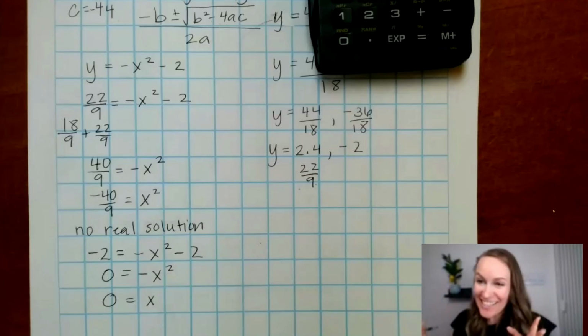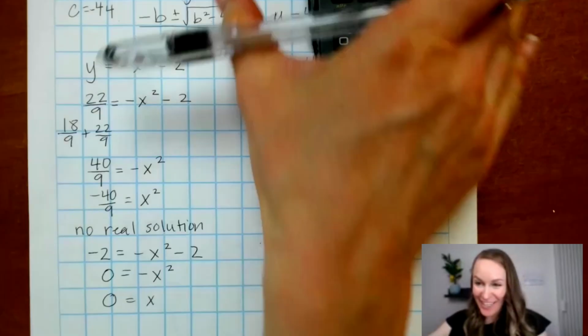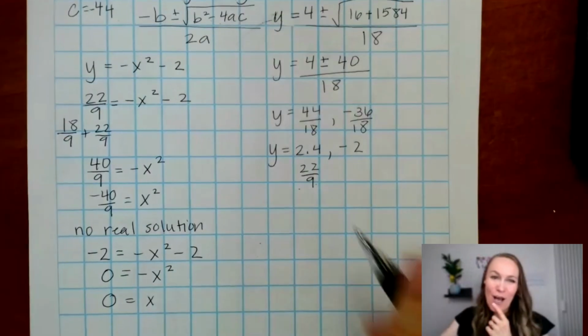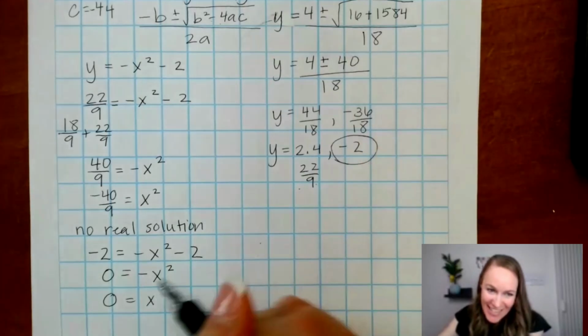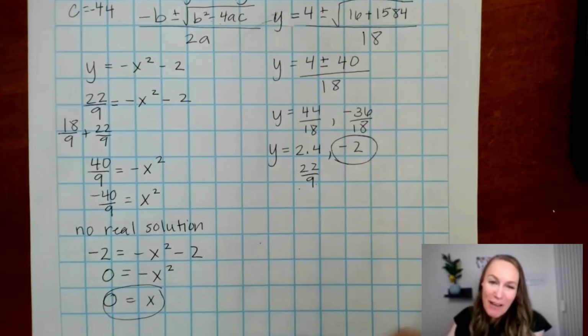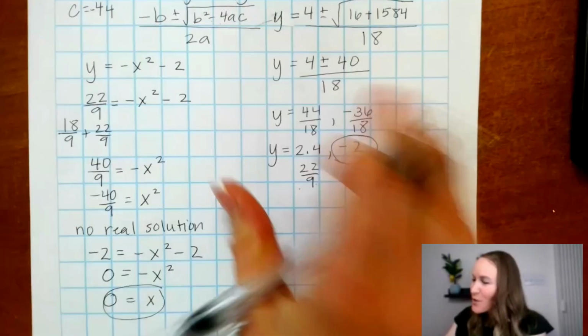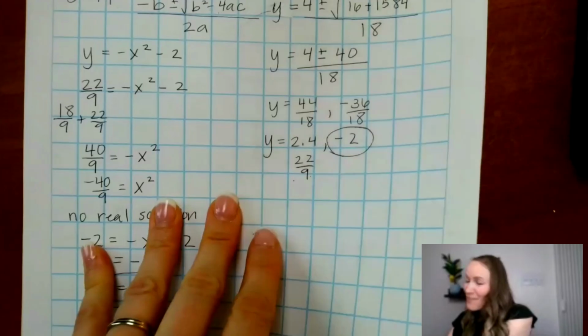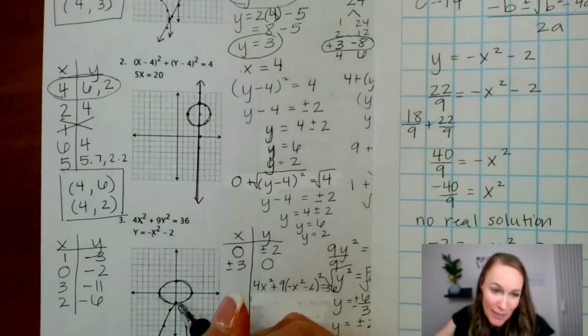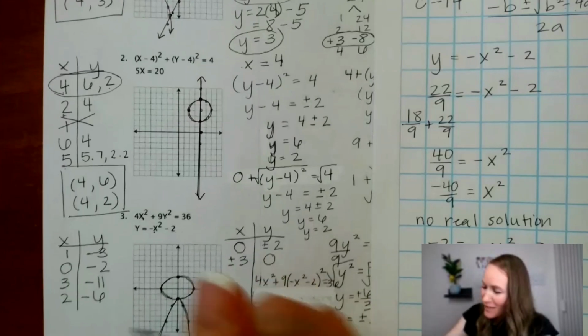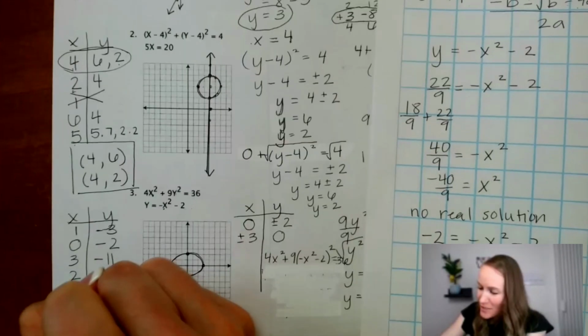Okay, all that to say, all that work, right? To say my solution is y equals negative 2 and x equals 0. So my final answer is 0 comma negative 2, which in this case I found by graphing, because that is where my parabola and my ellipse meet, is 0 comma negative 2. So 0 comma negative 2.